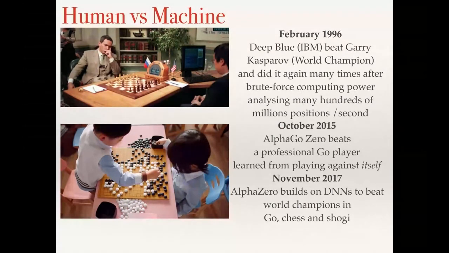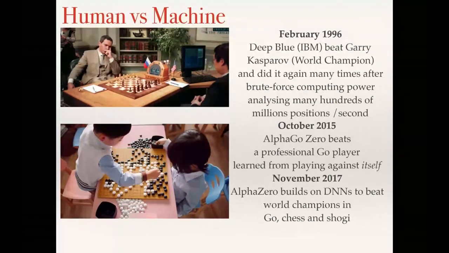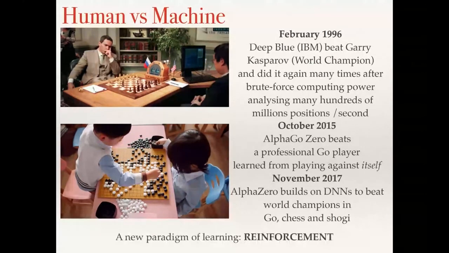But an even more important step was taken in 2017, where an improvement from this algorithm, called AlphaZero, builds on a DNN, or deep neural networks, to beat the world champions, not just in Go, but in chess and shogi. By that time, the world champions in chess were not humans anymore, they were actually computer programs. But one single algorithm, one single machine, was able to develop strategies for all these very different games. And it did that by using reinforcement learning, which is the subject of today's lecture. It's a new paradigm of learning.